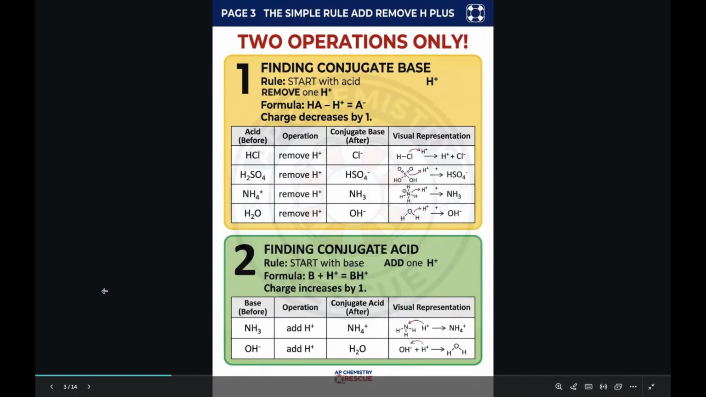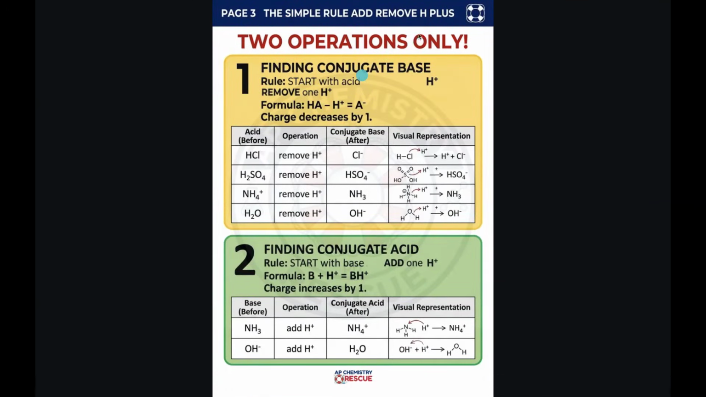So we have two operations only. In order to find the conjugate base, start with the acid, remove one H plus, and you will form the conjugate base. The charge will decrease by 1 always. So if it is a neutral compound, it will become -1. If it is +1, it will become 0. If it is +2, it will become +1. So remember, always it decreases by 1.